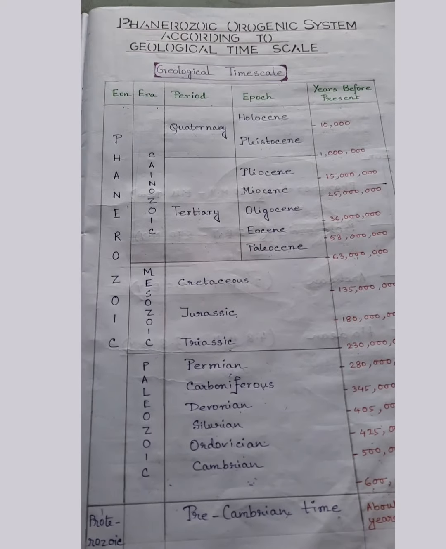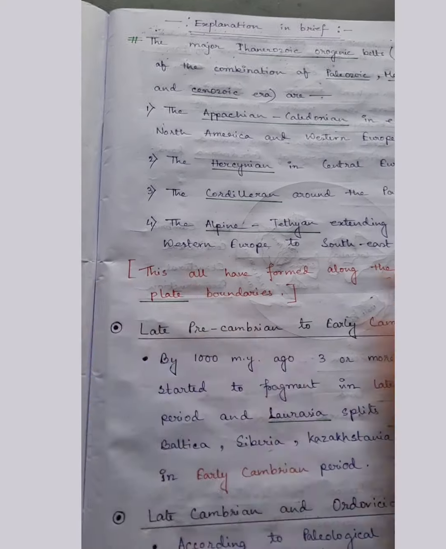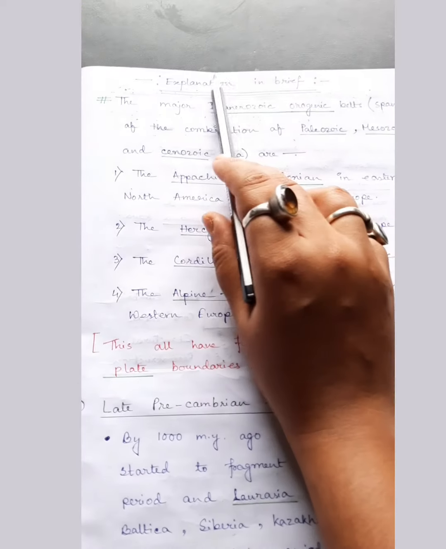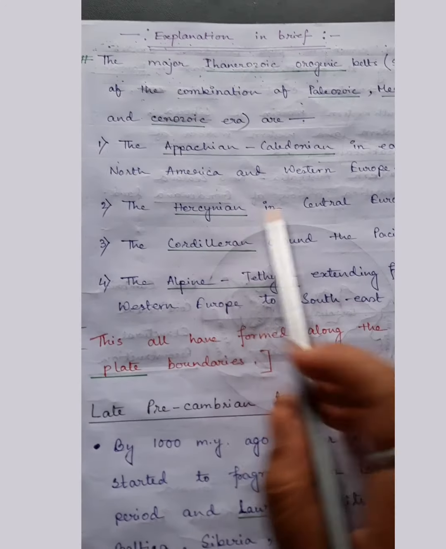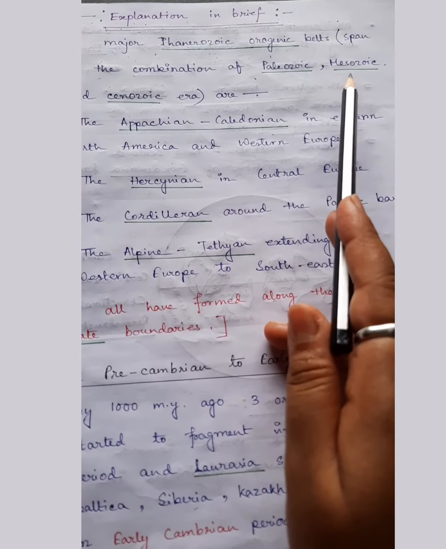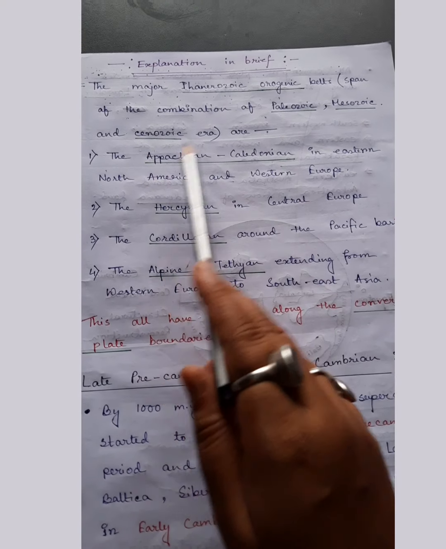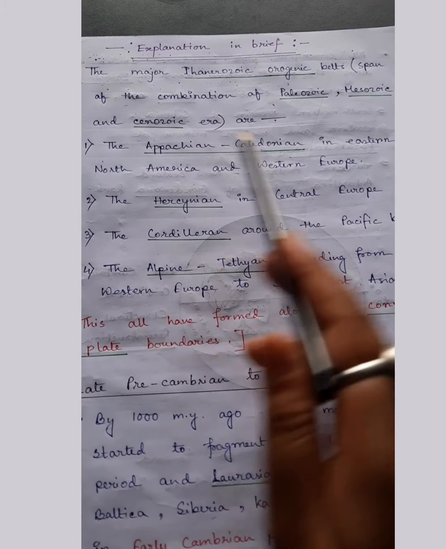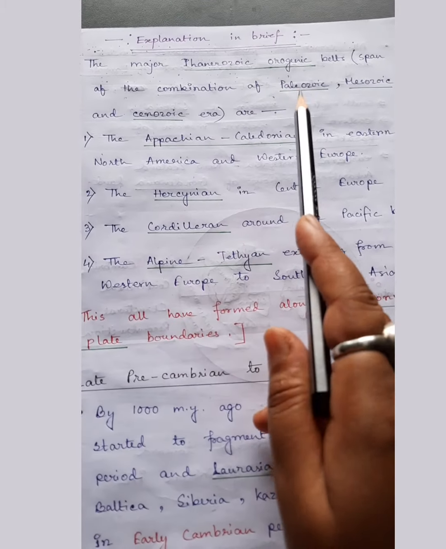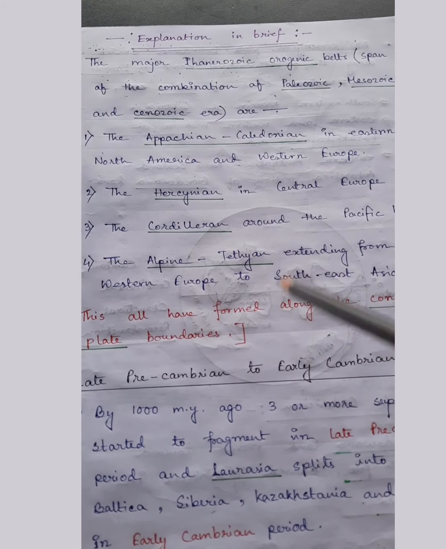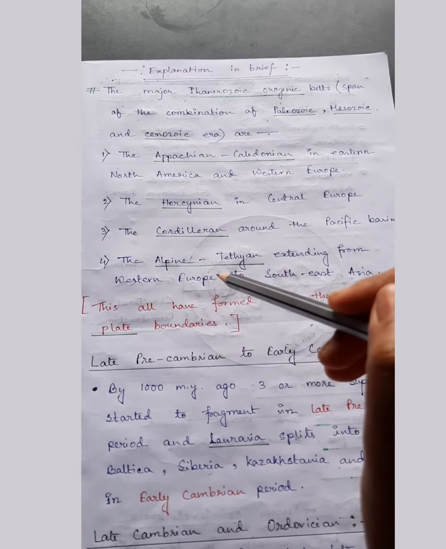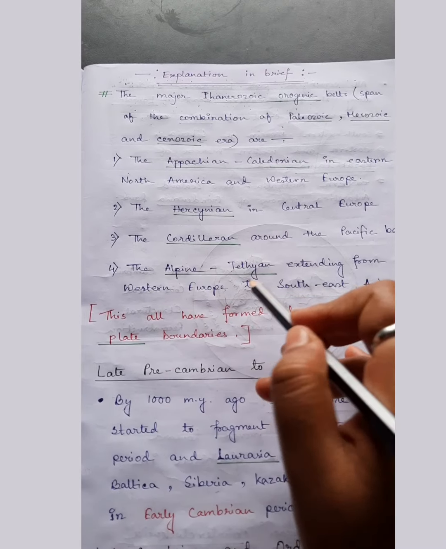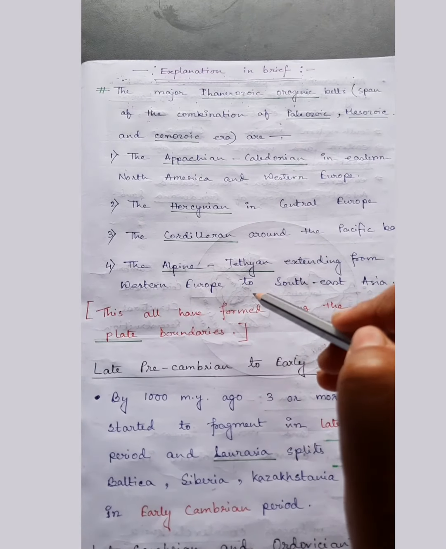Now we'll go for the detailed discussion. You can see here an explanation in brief about this topic. This Phanerozoic orogenic belt spans the combination of the Paleozoic, Mesozoic and Cenozoic that I already discussed in this chart or table. This Phanerozoic orogenic belt is further divided into four orogenic belts. You can see here, I have already written it out.